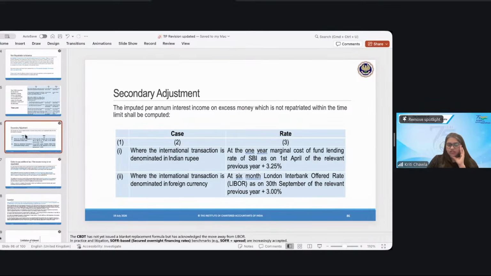And where the international transaction is denominated in foreign currency, well, then it's going to be at 6-month LIBOR as on 30th September of the relevant previous year plus 3%. So this is how the interest is going to be imputed. Now, the CBDT has not yet issued a blanket replacement formula for the purposes of LIBOR, but they have acknowledged the move away from LIBOR.